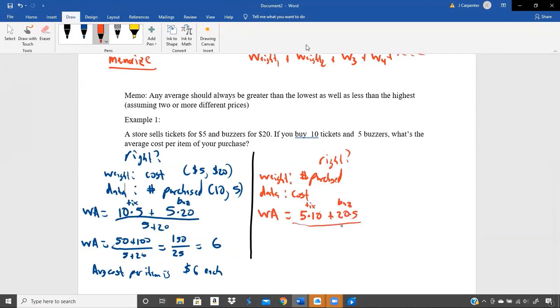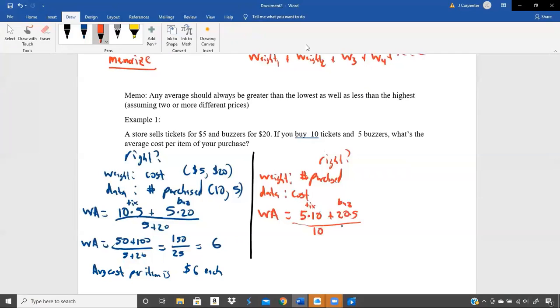And now we're saying that the data is the costs. So we're going to add up the data is the costs, but the bottom is the weights. I was saying that wrong. The bottom is the weights, and we said the weights are the number purchased, which are the 10 and the 5.